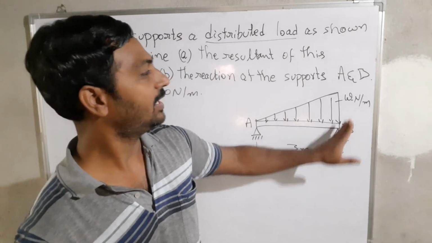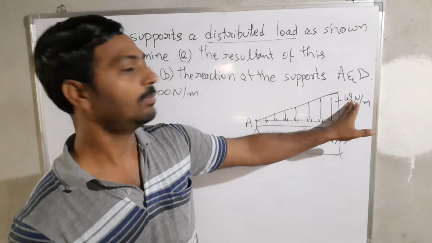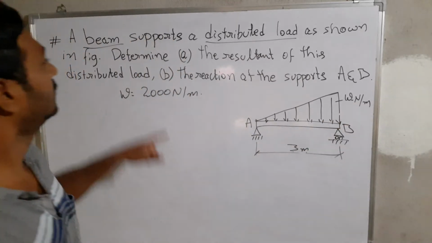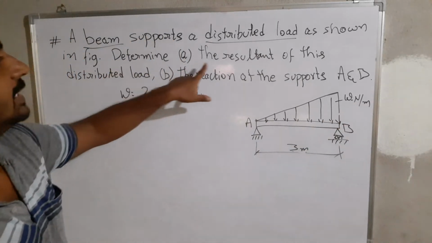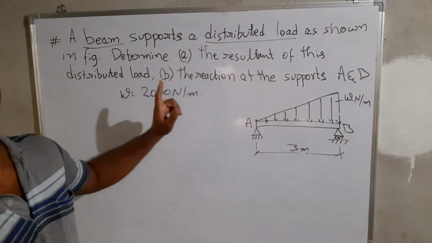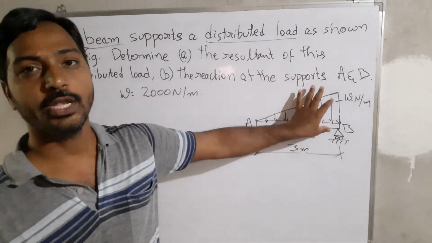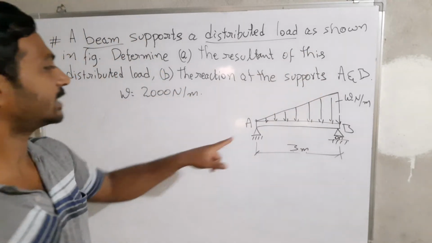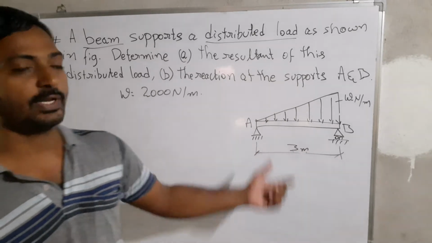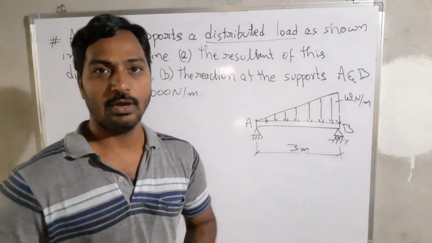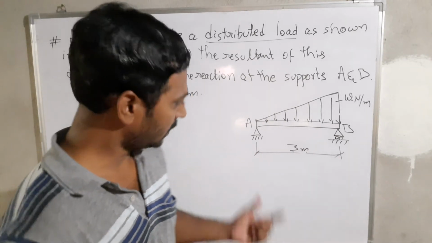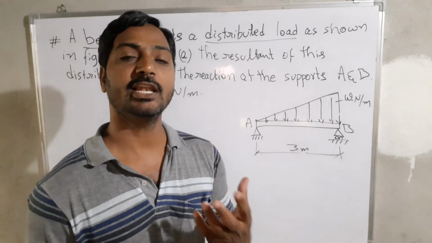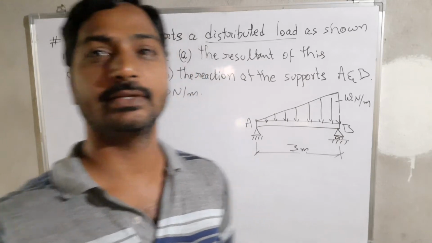When it comes to B, it has a load of W, in newtons per meter. So, determine the resultant of the distributed load. This is the distributed load. We need to find out the resultant force, and next the reactions at the supports A and B. So those are the two parameters we need to determine. First we need to convert this into a point load, a single concentrated force.